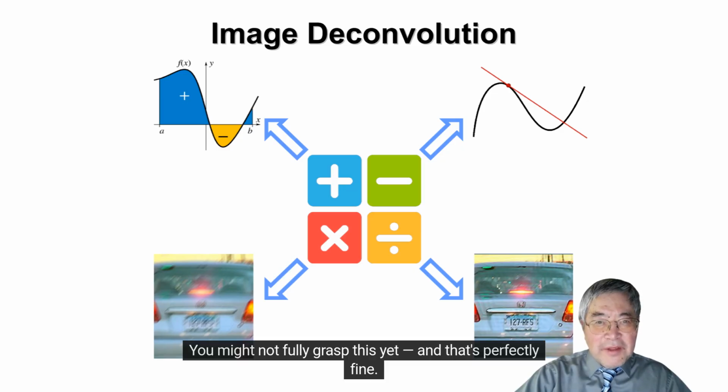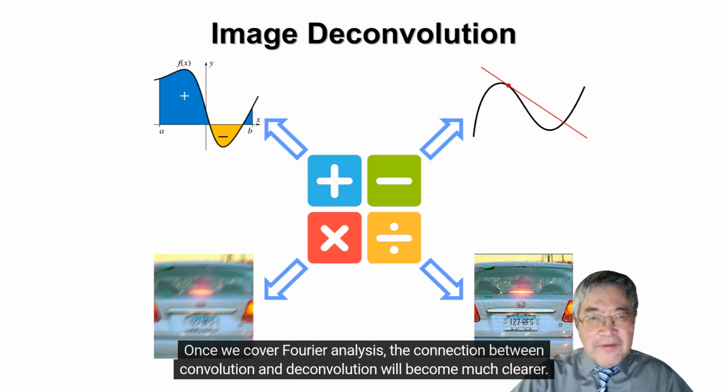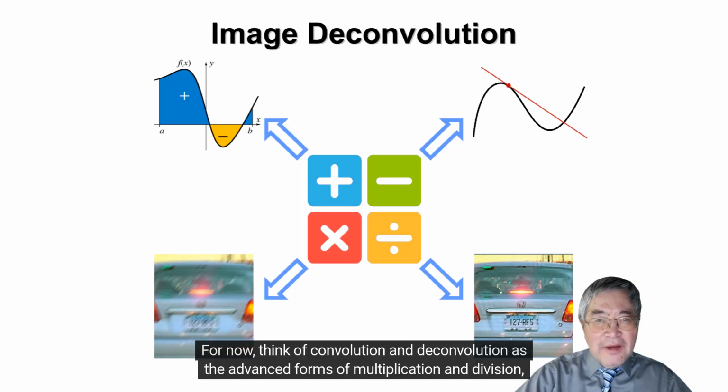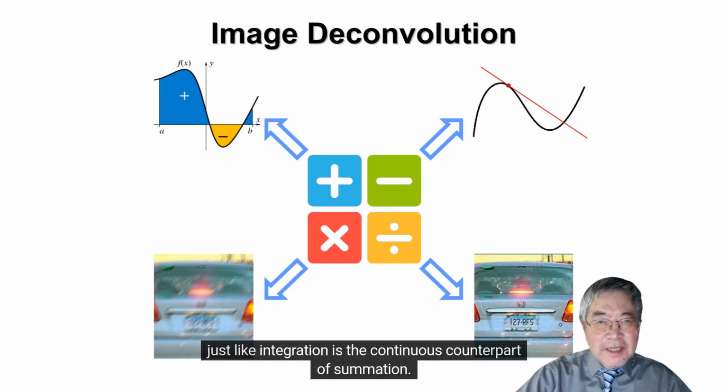You might not fully grasp this yet, and that's perfectly fine. Once we cover Fourier analysis, the connection between convolution and deconvolution will become much clearer. For now, think of convolution and deconvolution as the advanced forms of multiplication and division, just like integration is the continuous counterpart of summation.